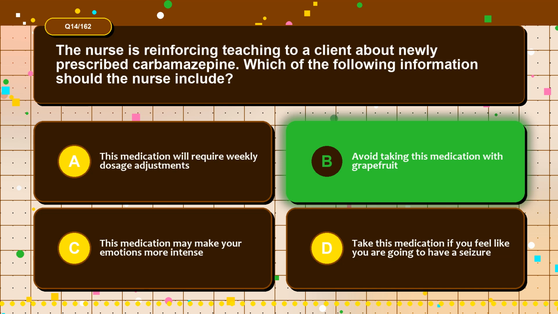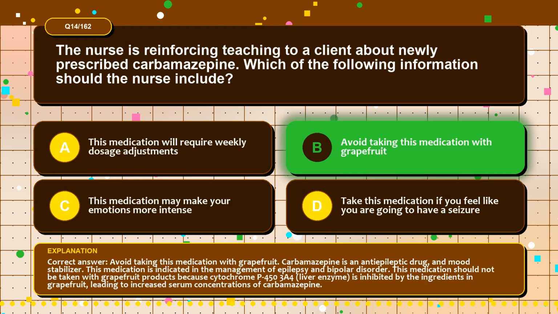The correct answer is option B, avoid taking this medication with grapefruit. Carbamazepine is an anti-epileptic drug and mood stabilizer. This medication is indicated in the management of epilepsy and bipolar disorder. It should not be taken with grapefruit products because the cytochrome P450 3A4 liver enzyme is inhibited by the ingredients in grapefruit, leading to increased serum concentrations of carbamazepine.